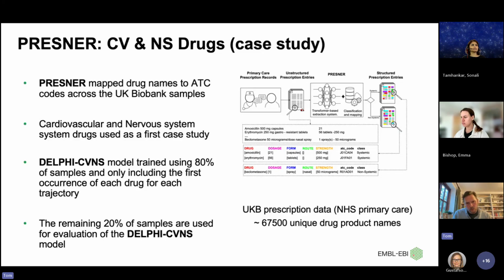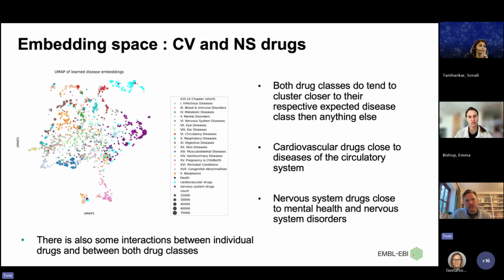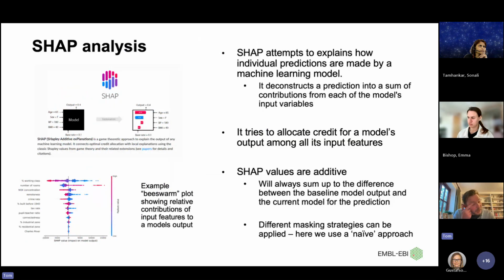So we were able to train another model that now includes health records but also drug prescriptions across time for cardiovascular and nervous system drugs. This is a view on just the internal representation of that model with drugs colored in purple and cyan. Largely, you can't really interpret this space, but the drugs are in there. But one way that you can have a look at the impact of inclusion of drugs within the model, again, is the SHAP analyses.